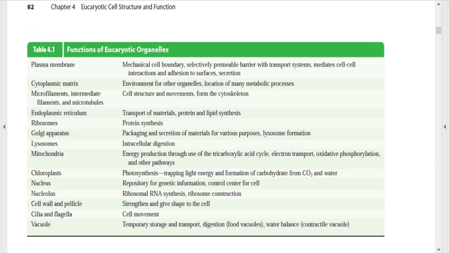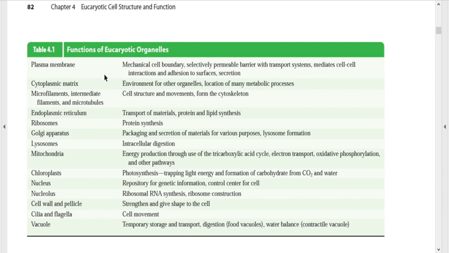So now we'll be studying eukaryotic organelles. First is the plasma membrane. It acts as a mechanical cell boundary, and it is a selectively permeable barrier with all kinds of transport systems. This plasma membrane is also responsible for mediating cell-to-cell interaction, secretions, and the adhesion of the eukaryotic cell to particular surfaces.